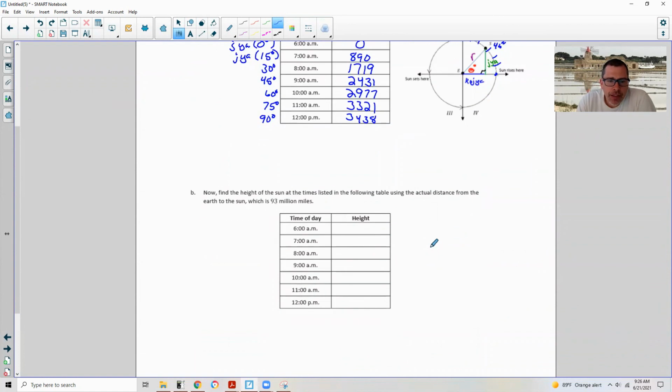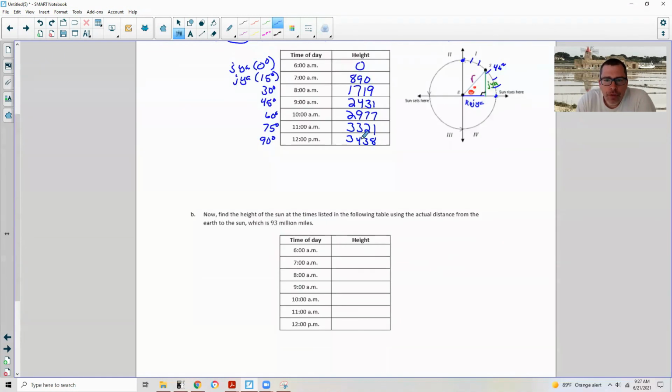So part B says, now find the height of the sun at the times listed in the following table using the actual distance from the earth to the sun, which is 93 million miles. Okay, so this 3,438, think of that as a unit circle, r equaling 1. So if we just multiply these by 93, that'll tell us how many millions of miles high the sun is from the horizon.